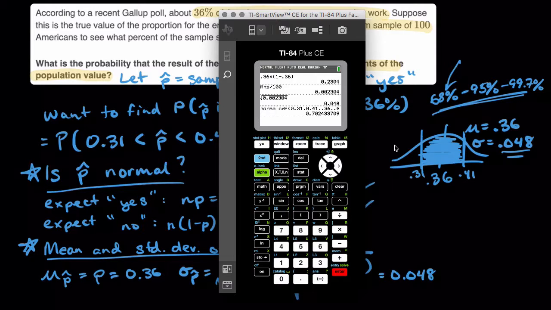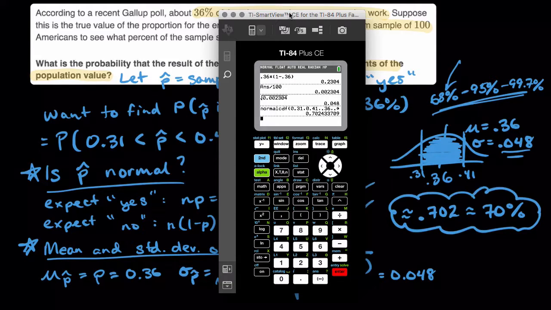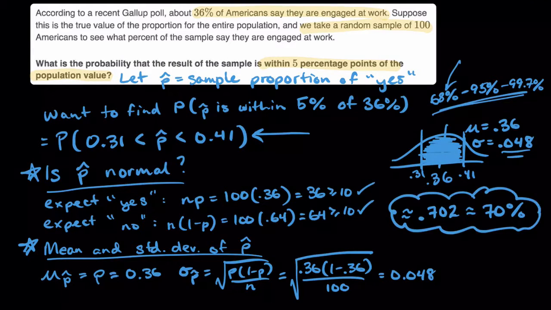And there's our answer. And it makes sense based on the 68, 95, 99.7 rule. It's a little bigger than 68%. So I know that this probability is about 0.702, or if you like it better, you could call it about 70%. And that is the probability of getting a sample that is within 5 percentage points of the true population value of 36%.